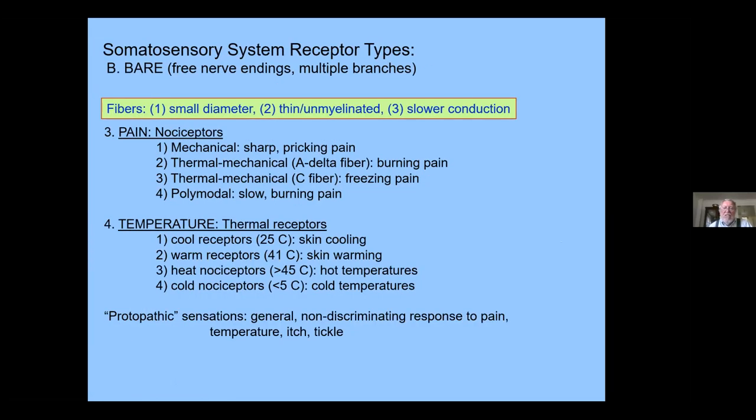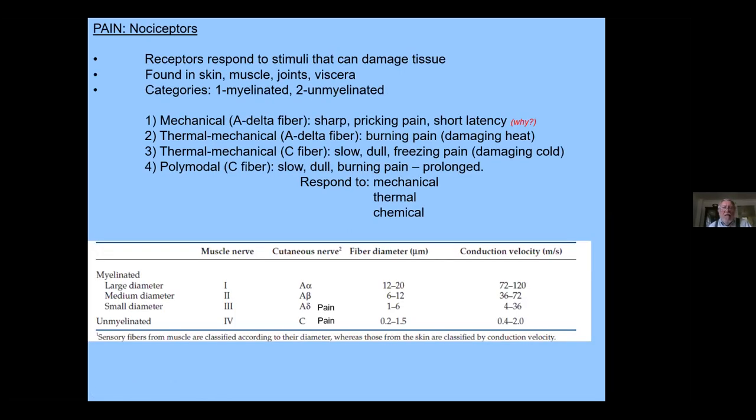You have these things of fast pain. And then what do you have here? With thermal receptors, you can have cooling, and then you have temperatures over a hot nociceptor and a cold nociceptor, at above 45 degrees centigrade or below 5 degrees centigrade. And of course, here you get this sort of high threshold response. Okay, and then I'm just not gonna go through this.